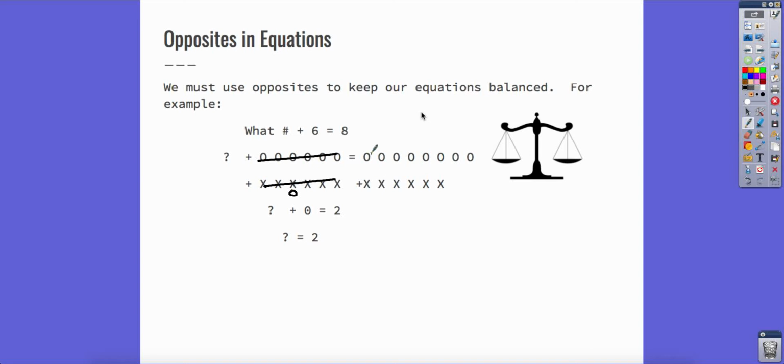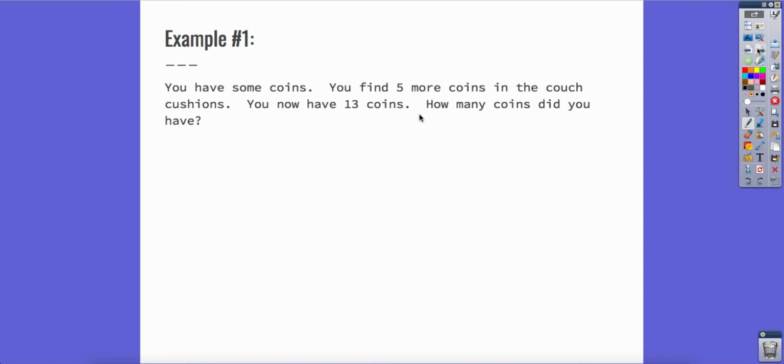Over here then, I can cancel out each of these pieces as well. One circle gets canceled with one x each time. They're opposites. So I'm taking away 6, and they're opposites, and that's what's left. So I have what number plus 0 equals 2, and that number then is 2. You can see in our balance here, whatever I did to one side, I added 6 negatives, I had to add 6 negatives to the other side of my equal sign, because my equal sign is like my balance, and I'm going to keep everything in balance by doing the same thing to both sides of my equal sign.